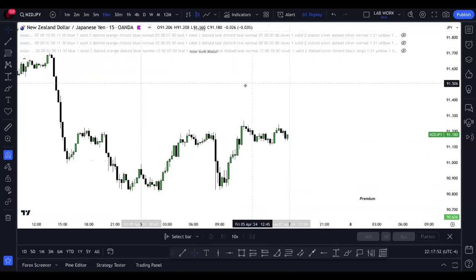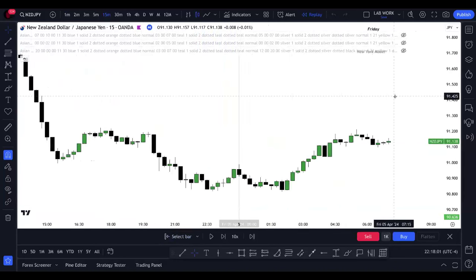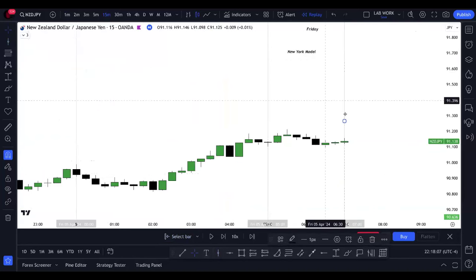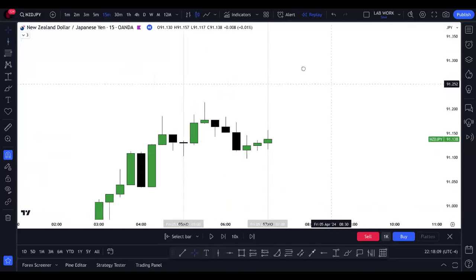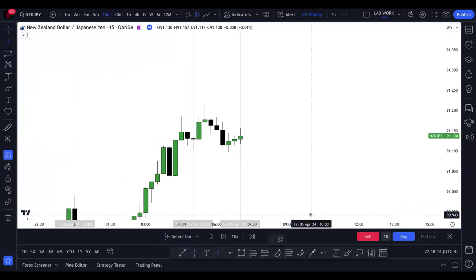So, right before 7 a.m., we're looking at 5 to 7. This is all we really need for NFP day. We're not really focused on too much. This is all we need.